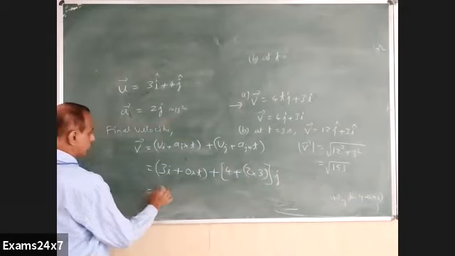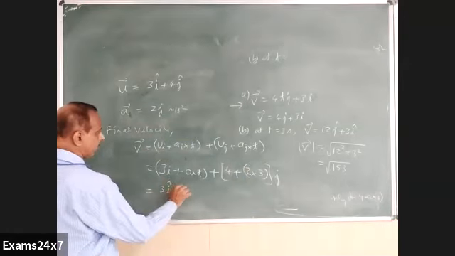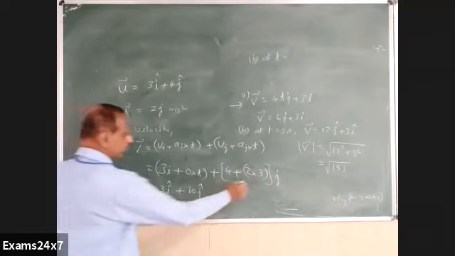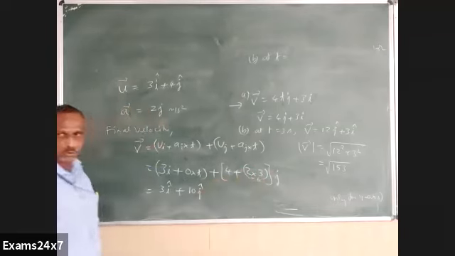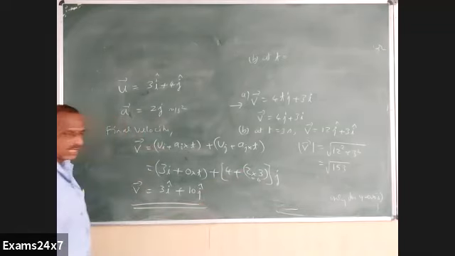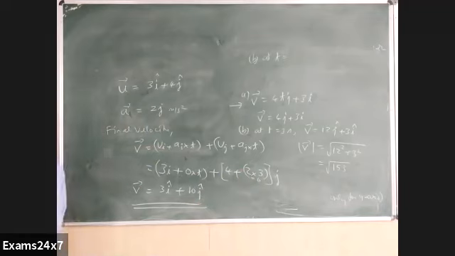So it becomes 3i plus how much? 10j. 3 into 2 is 6 here. 6 plus 4, 10. So our final velocity is 3i plus 10j in this case. Is it clear?